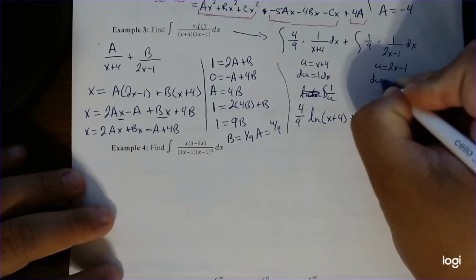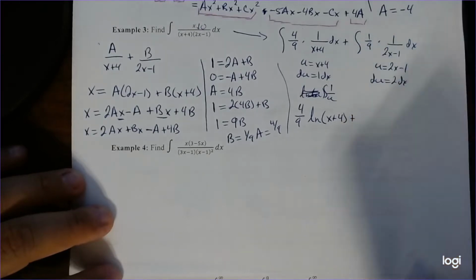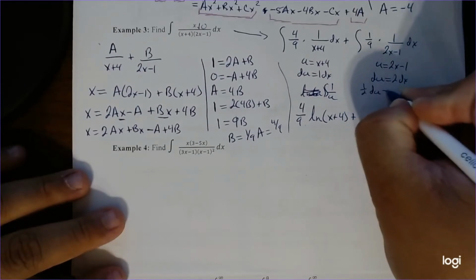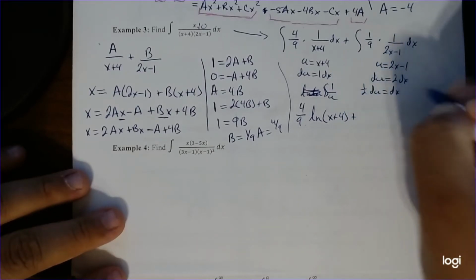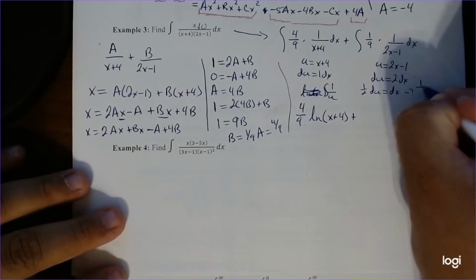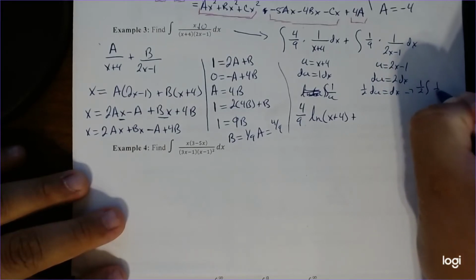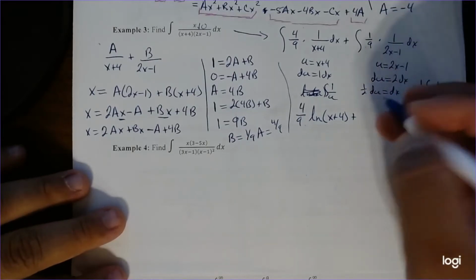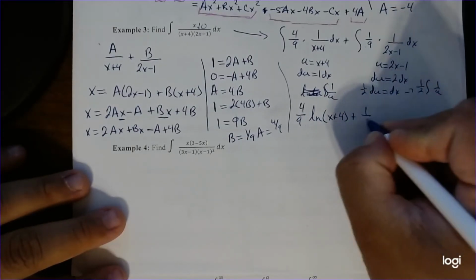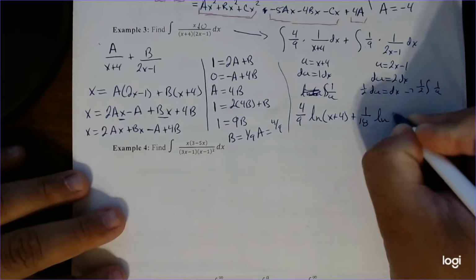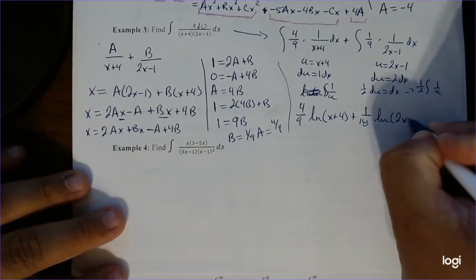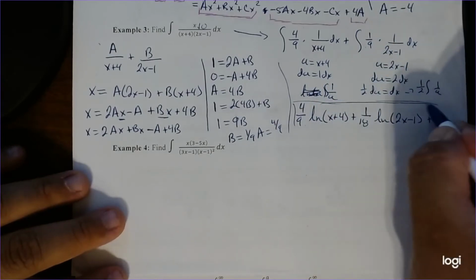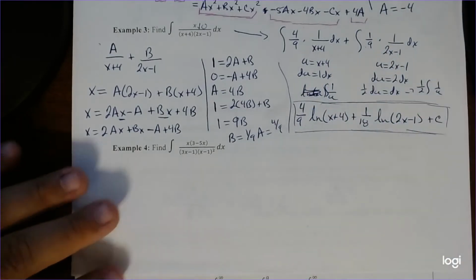minus 1, therefore du is actually 2 dx, which I can't have, so this is actually 1/2 du. So this ends up being the integral of 1/2 over u. Okay. So putting these together gives you 1 over 18 natural log of exactly that, plus c. There, believe it or not, is our final answer.